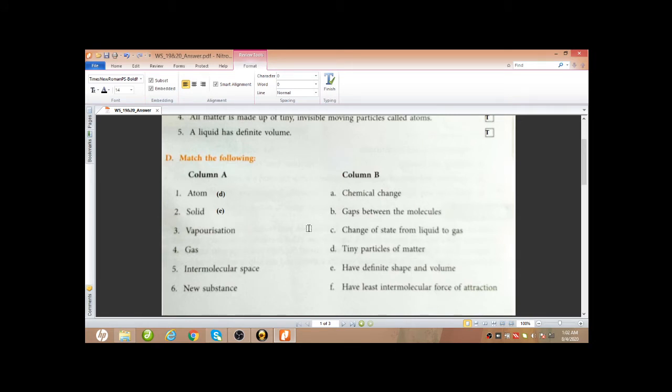Next, vaporization will be change of state from liquid to gas. Yes, option C. So vaporization, change of state from liquid to gas. Next, gas will match with have least intermolecular force of attraction, F. Gases have least intermolecular force of attraction. Next, intermolecular space will match with B, gaps between the molecules. Okay. Next, new substance will match with chemical change, A, as in chemical changes we are getting new substances. Okay, next.